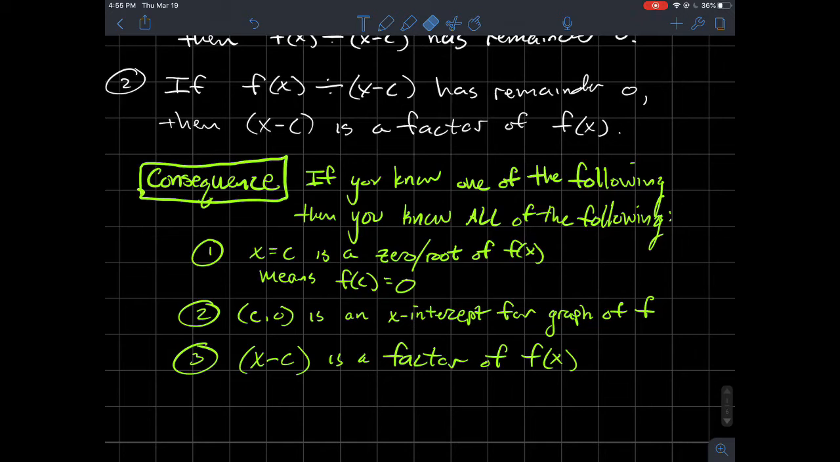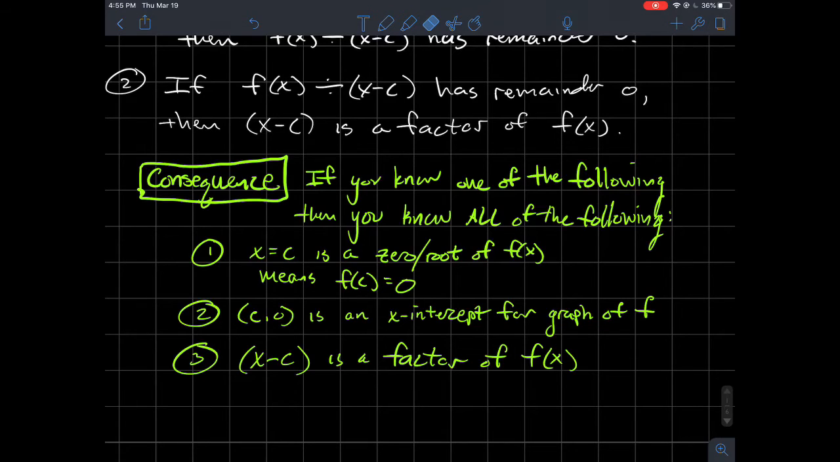So if you know that c is a number that makes your function 0, that's the same thing as saying that, looking at number 2 now, c comma 0 is an x-intercept for your graph. And that's the same thing as saying that x minus c is a factor of your function f. So your task is to be able to fluidly use any one of these three as necessary. They all tell you the same information. So when you know one, in fact, you know them all.